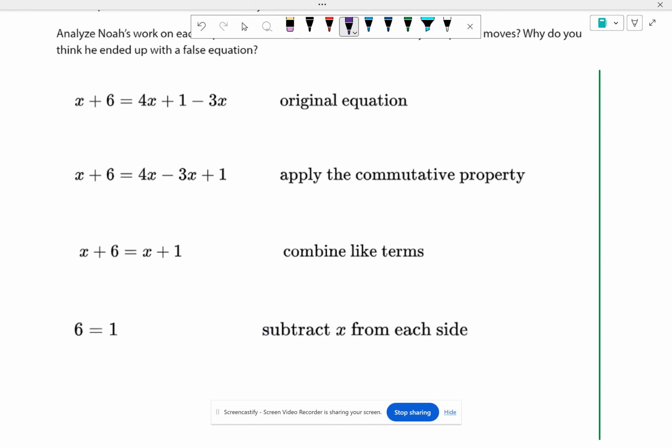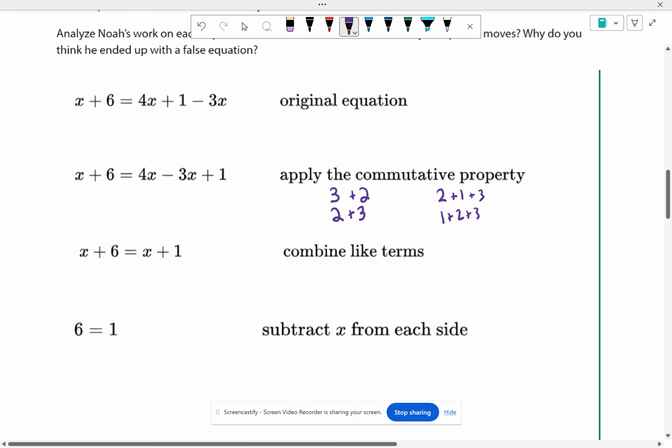Now, just in case you don't remember the commutative property, for addition specifically, if you add two numbers together, the commutative property says it doesn't matter the order that you add them. So 2 plus 3 and 3 plus 2 are really the same thing. Or 2 plus 1 plus 3 is the same thing as 1 plus 2 plus 3, which is the same thing as 3 plus 2 plus 1. In other words, the order when you add numbers doesn't matter. And that's what the commutative property says. Those are all equal to each other.